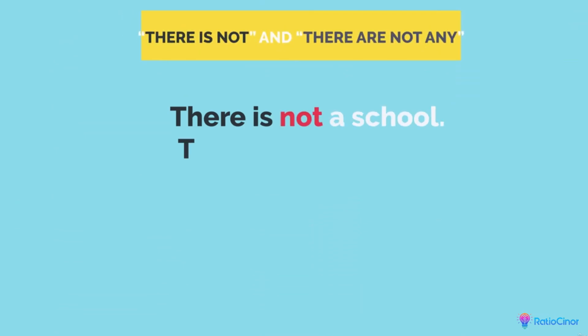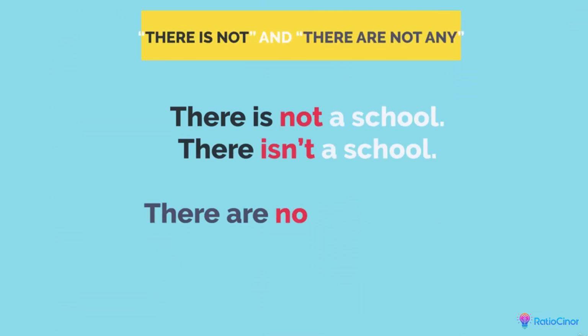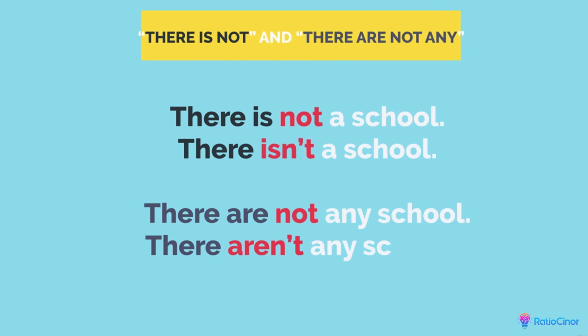There is not, and there are not any. There is not a school. Add not to make a singular sentence negative. There isn't a school. You can shorten is not to isn't. There are not any schools. Add not any to make a plural sentence negative. There aren't any schools. You can shorten are not to aren't.